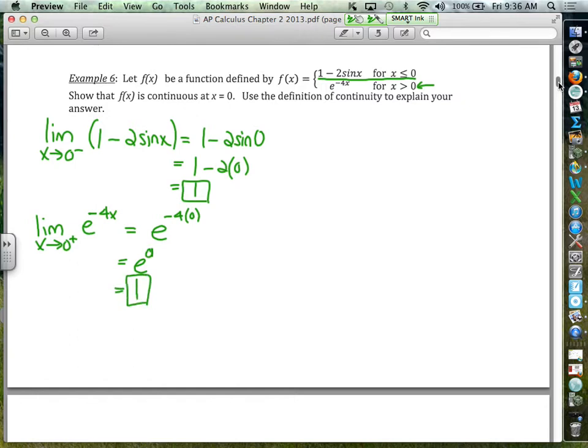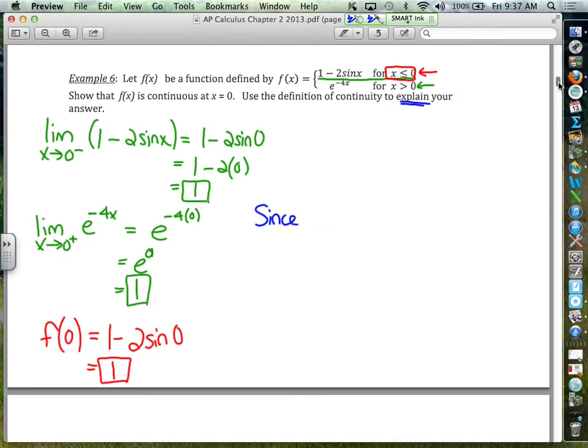So the left limit and the right-hand limit are the same. The third piece that I need to show is that the function, and they called it f this time, that f of 0 is also going to give me 1. So if I plug 0 in, 0 is defined in this domain right here, less than or equal to 0. So if I evaluate the function, 1 minus 2 sine of 0 gives me that 1 again. So I showed that the left-hand limit and the right-hand limit both give me the same outcome, and the function evaluated at that c value, which was 0, also gives me 1. The function's continuous. So here's my justifier, my explain.